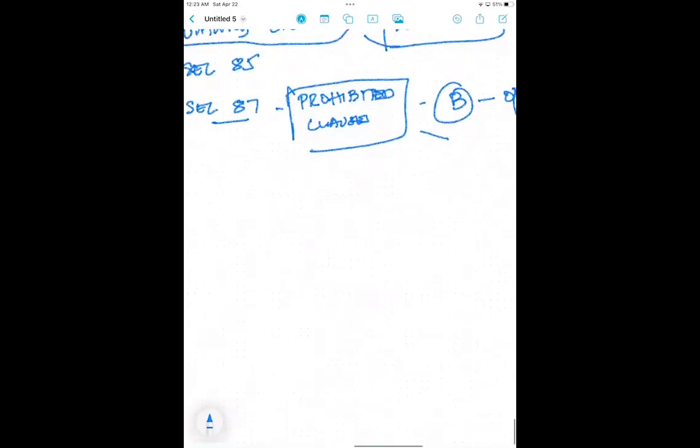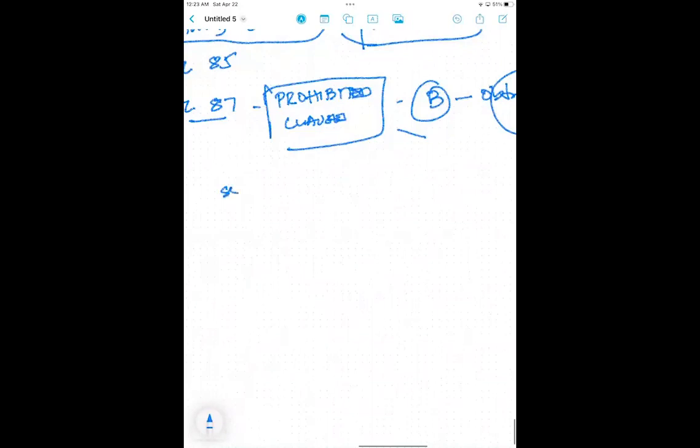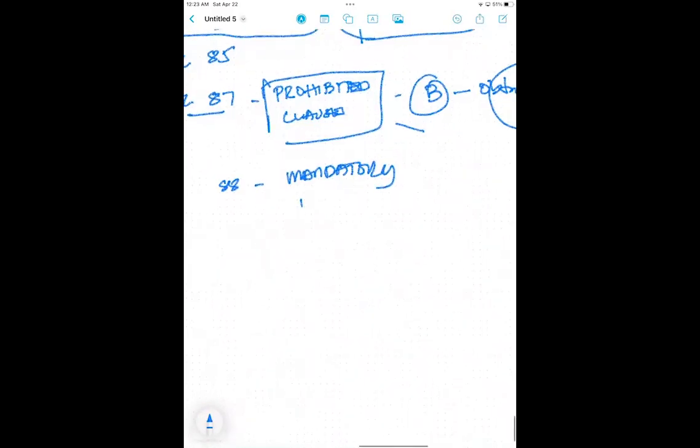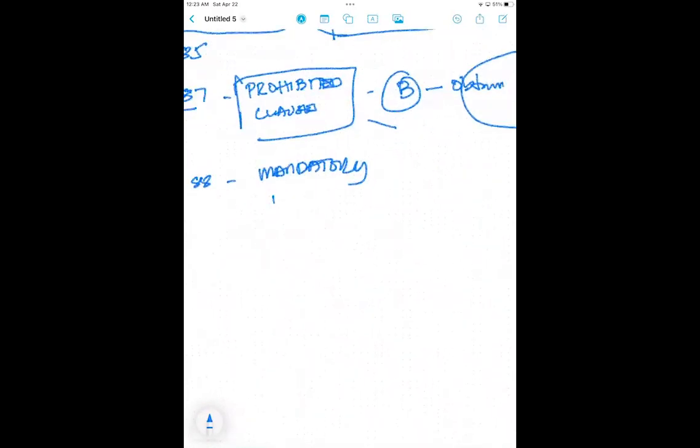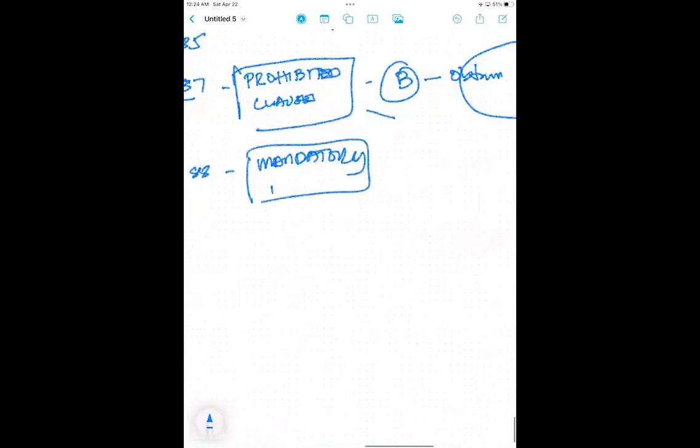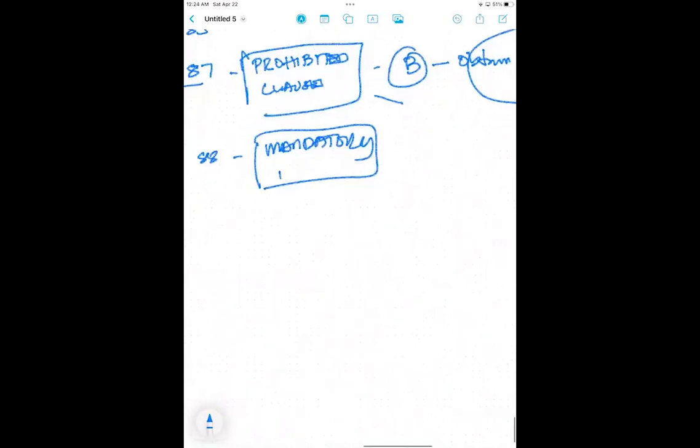Now, Section 88 is about mandatory clauses. So dapat naman ito ang mga nakalagay. Like what I said earlier, there was already a bar exam that says cite at least 3 prohibited clauses, cite at least 3 mandatory clauses. So please, again, take note of these 2 sections.